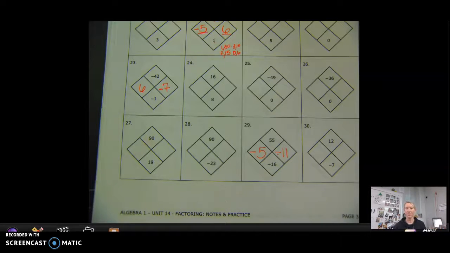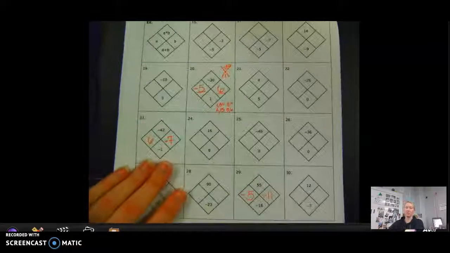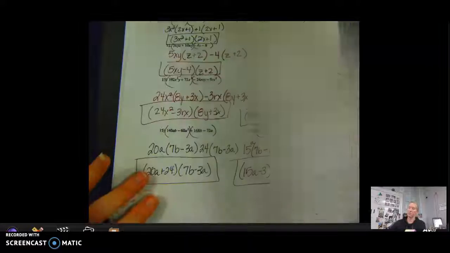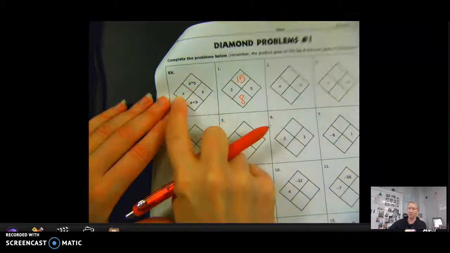So what I want you to do is complete the front and back of this worksheet just the way that we were just going over it, where you're finding the factors of the two numbers. The two numbers on the side are the numbers that multiply to the top number, but those two numbers also add to the bottom number.